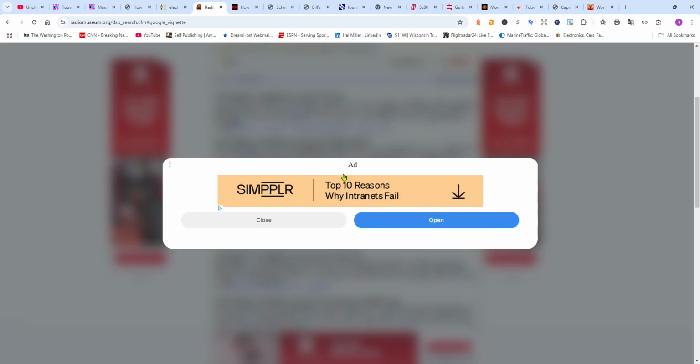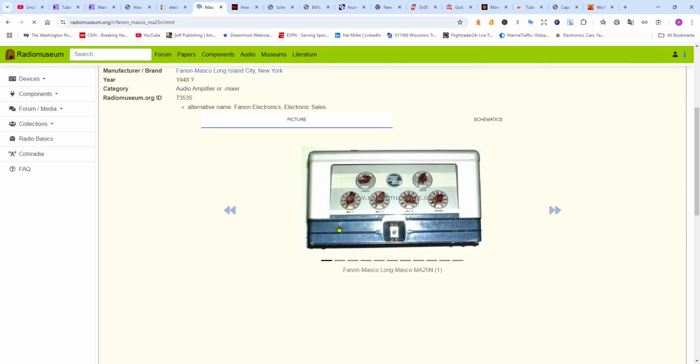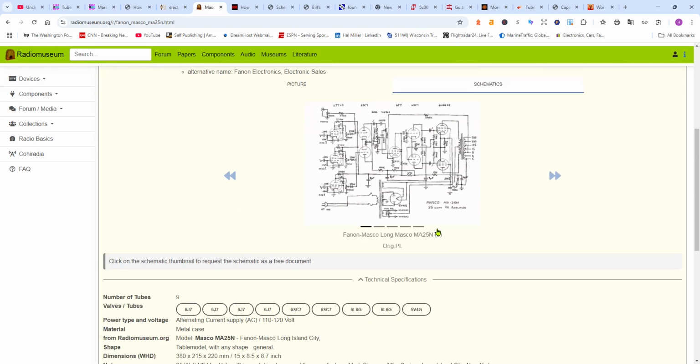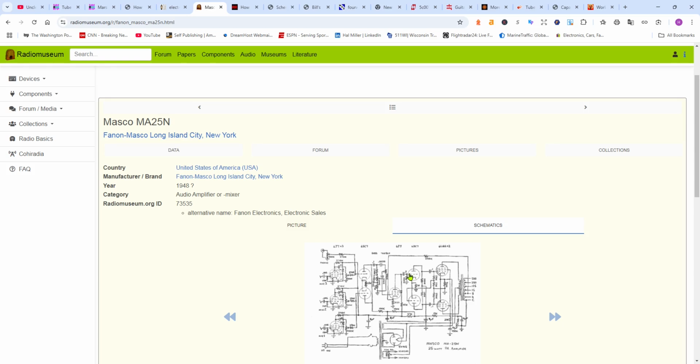There's an MA25N. There's the PA amp itself. There's a schematic for it. And some of these you can actually download. It's limited, but you can download a few a day to your computer. Thanks to Radio Museum for all the work they do to keep this stuff online.